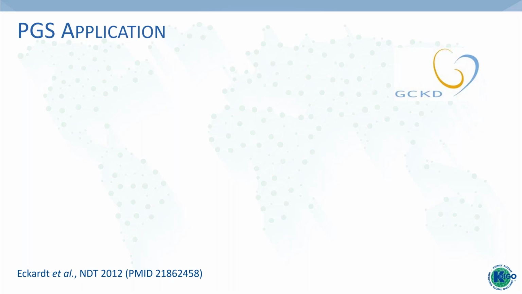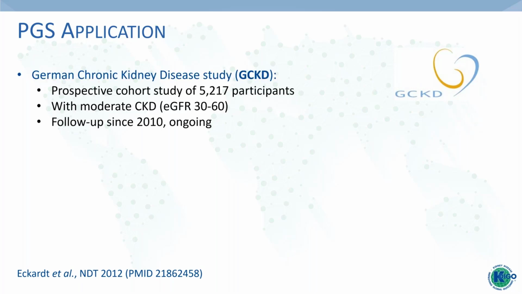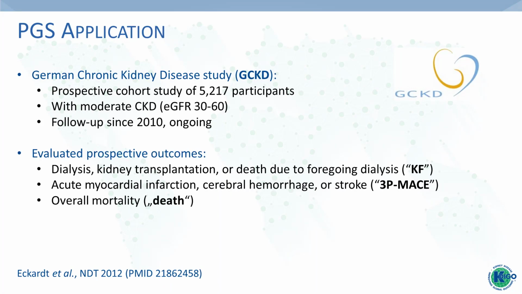GCKD, the German Chronic Kidney Disease Study, is a prospective cohort study of 5,217 participants. They all have moderate CKD. Their eGFR at baseline ranges between 30 and 60. Follow-up since 2010 is still ongoing. We evaluated 3 prospective outcomes: kidney failure, defined as dialysis, kidney transplantation, or death due to foregoing dialysis; 3-point MACE, acute myocardial infarction, cerebral hemorrhage or stroke; and overall mortality, death.